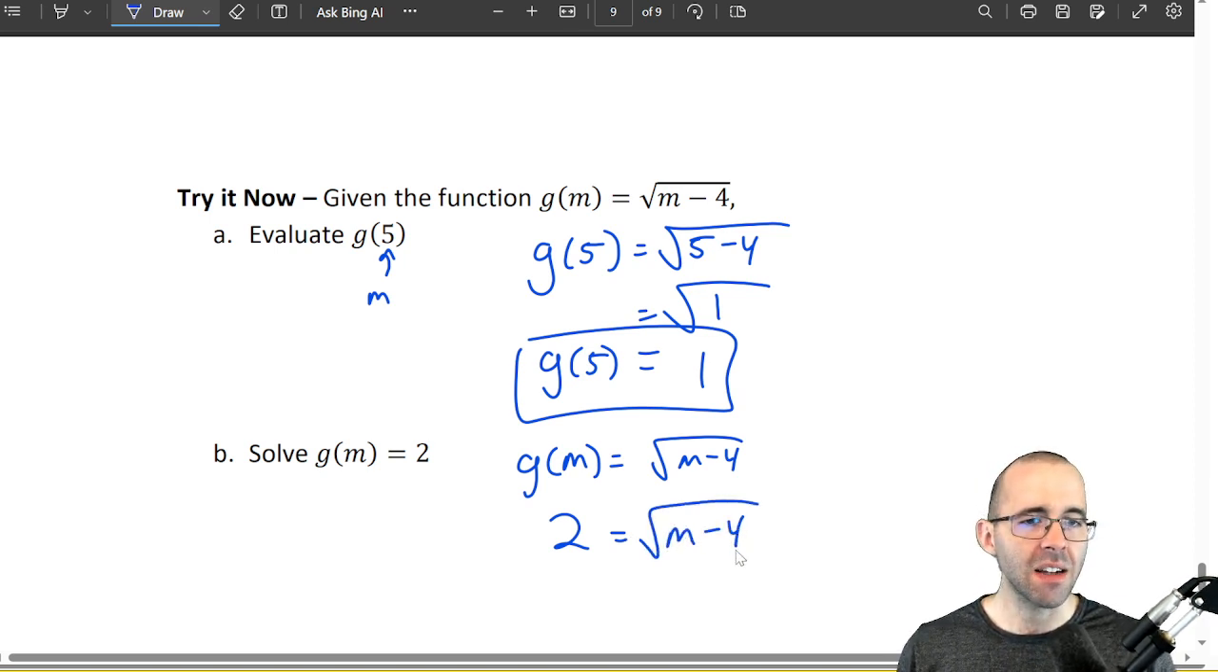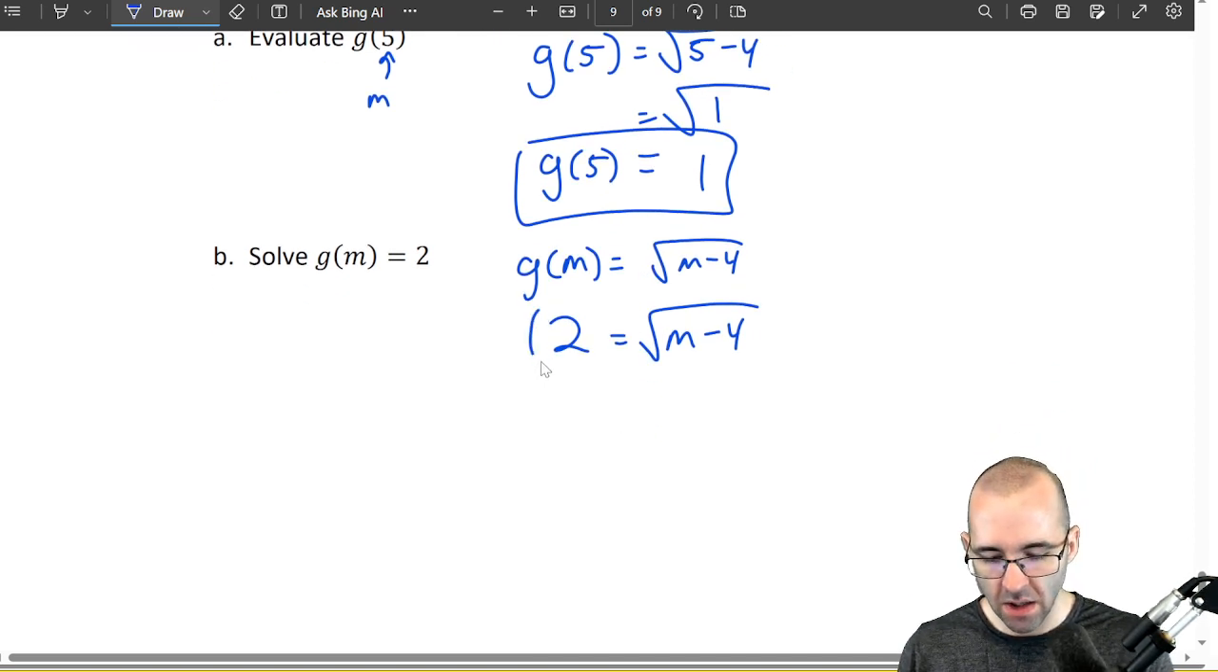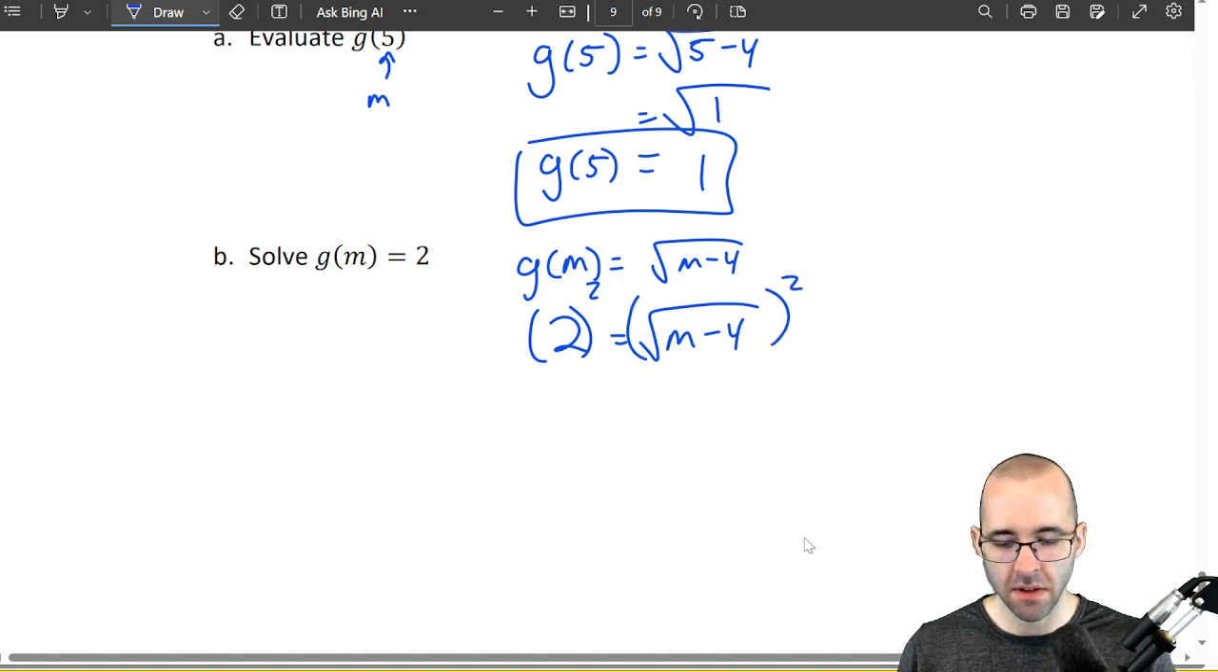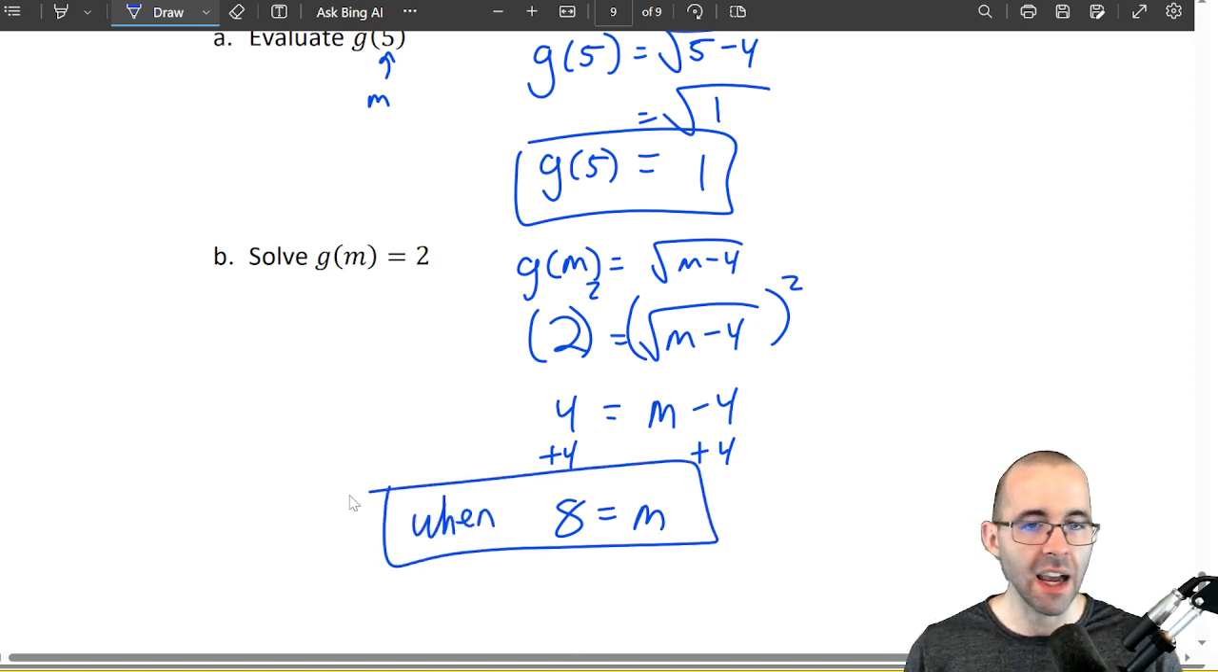Now we need to get m by itself. We have to undo the square root. How we're going to do that is square both sides of this equation. 2 squared is 4. A square root squared, those cancel each other out. And we get m minus 4. We need m by itself. So we're going to add 4 to both sides. We get that 8 is equal to m. So g of m is equal to 2 when m is equal to 8.